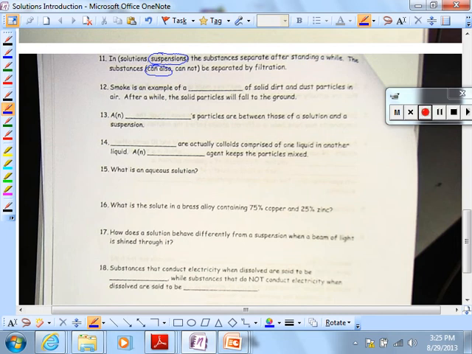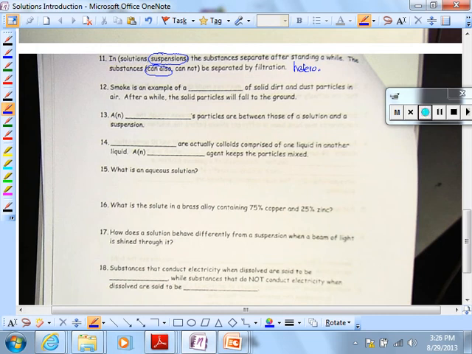So a suspension is a heterogeneous mixture, just like a colloid. So hetero can be separated by filtration. If it's a true solution, it should not be separated by filtration. So if you have a saltwater solution, for example, you can't filter the salt out.